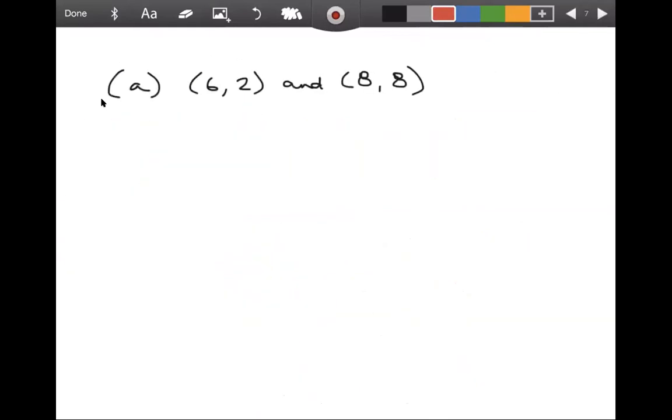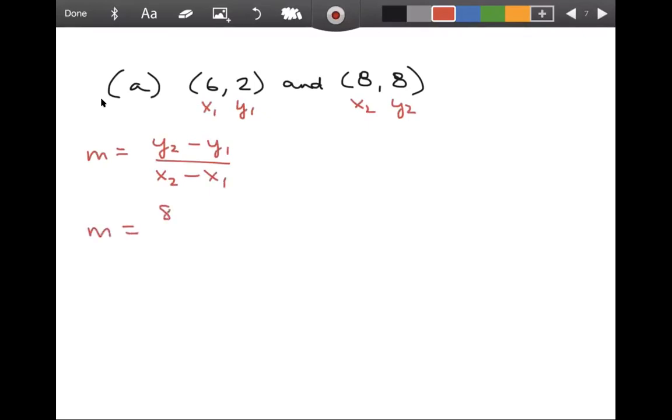In the next batch of examples, we are finding the equation of the line passing through two given points. This problem has one additional step at the very beginning. Notice that we're not given the slope. So the very first thing we have to do is find the slope, and we'll do that using the slope formula. Call this point x1, y1, call this point x2, y2. So m equals y2 minus y1 over x2 minus x1.